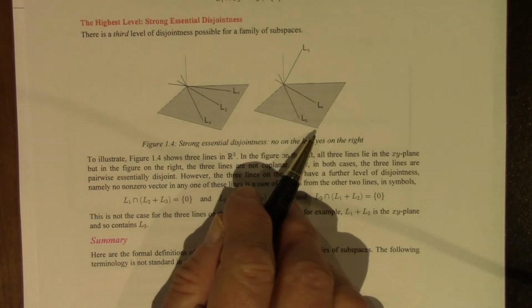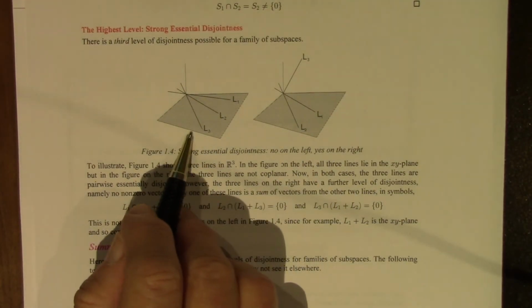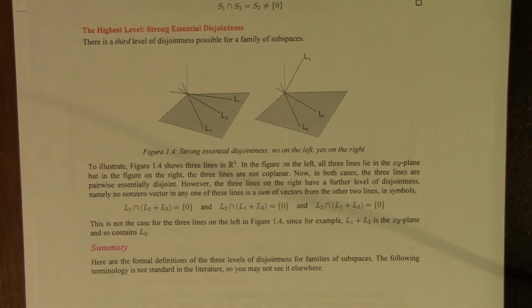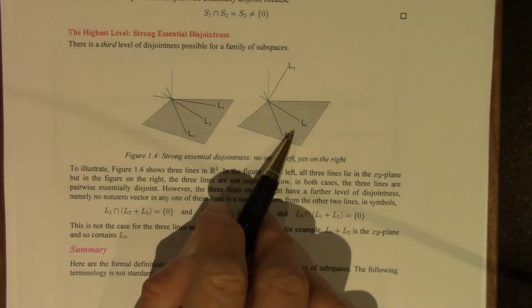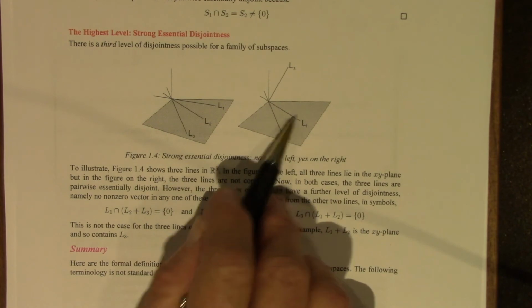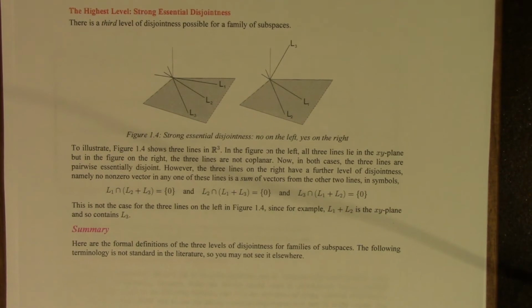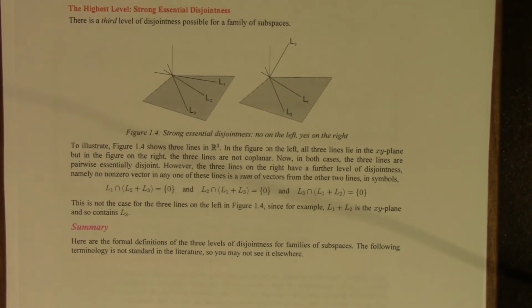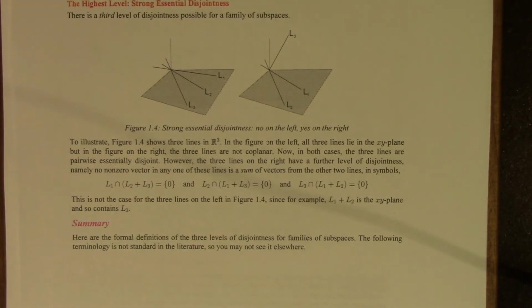Take a look at these 2 pictures. Again, we're dealing with R3, and on the left here we've got 3 lines that lie in the xy plane. On the right here we've got 2 lines, L1 and L2, in the xy plane, and L3 is not in that plane. Now in both cases, the 3 lines, those are subspaces because they go through the origin, are pairwise essentially disjoint. Take any two of those lines and intersect them, all you get is the origin.